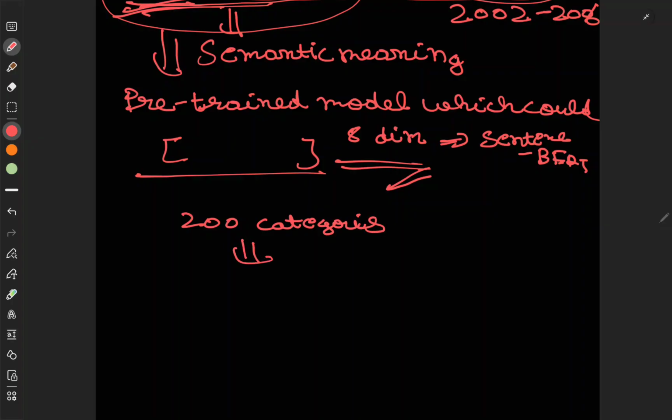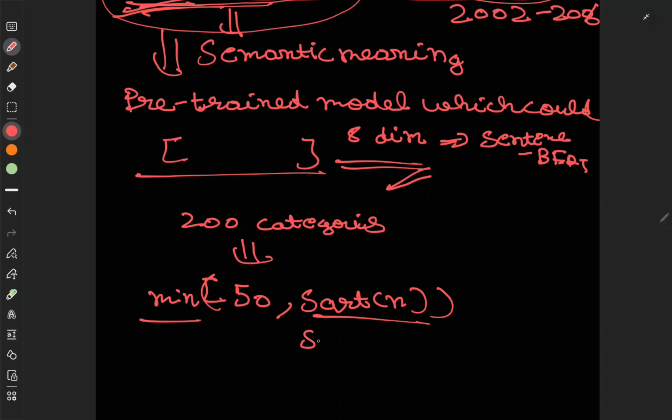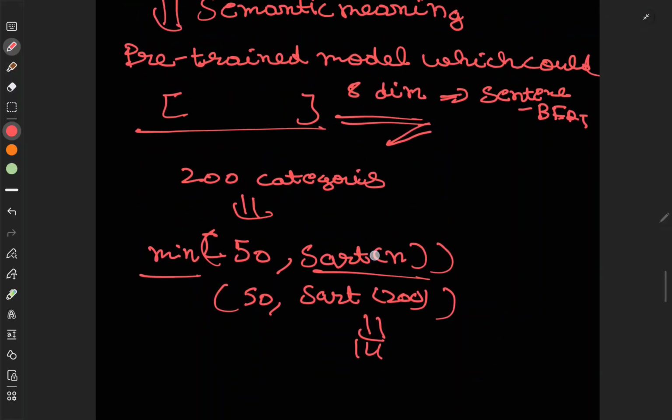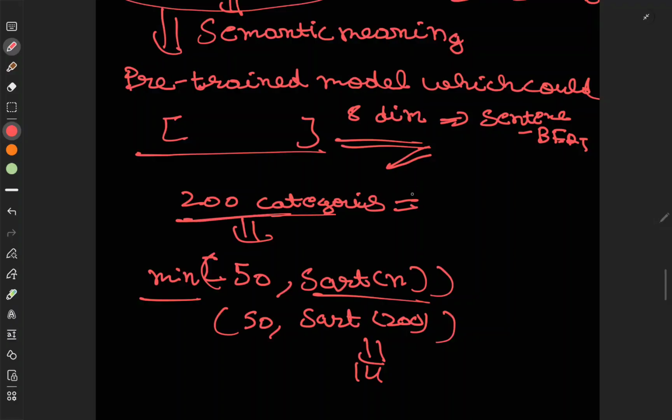And there is this rule of thumb which I have taught in my previous videos, where if you want to convert anything into embeddings and you want to know what the embedding size will be, the simplest thing is to apply this rule of thumb, which says minimum of 50 comma square root of n. So square root of 200 is roughly 14, right? So it means that these 200 categories could be represented using a 14-dim vector.